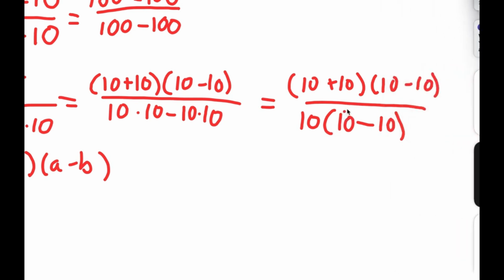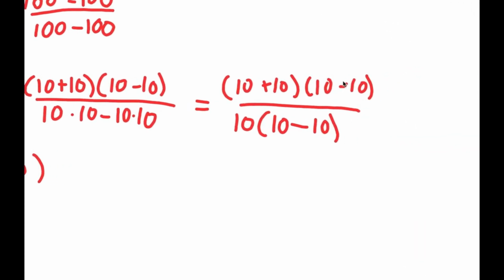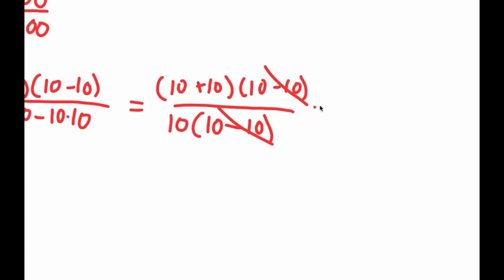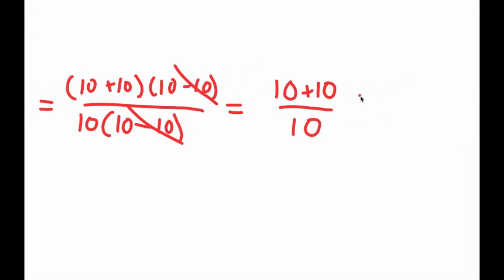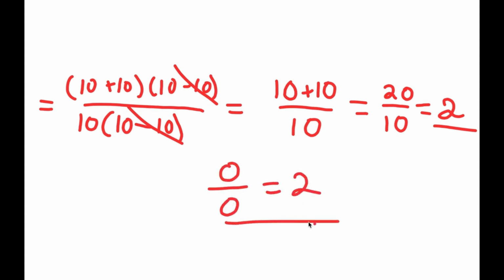Now from here, what I'm going to do is cancel out these two 10 minus 10s. So if I cancel these two out, I get 10 plus 10 over 10. And, well, 10 plus 10, that's 20. So I have 20 over 10, and 20 divided by 10 is 2. So there, I just proved that 0 over 0 is equal to 2.